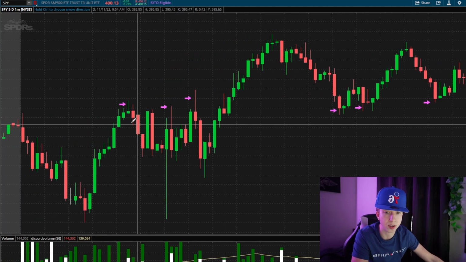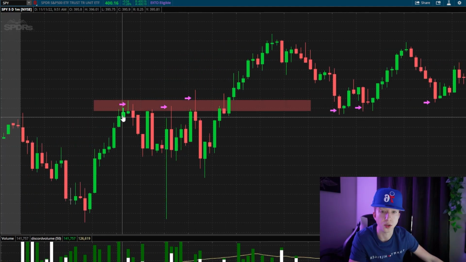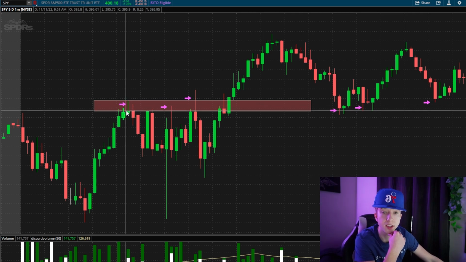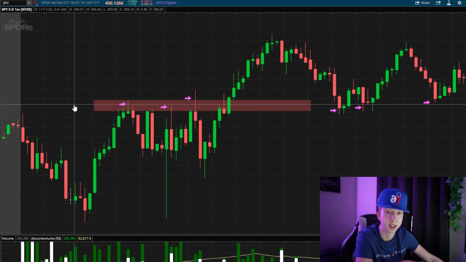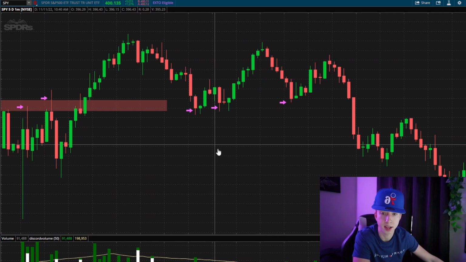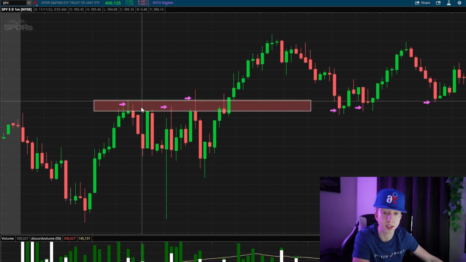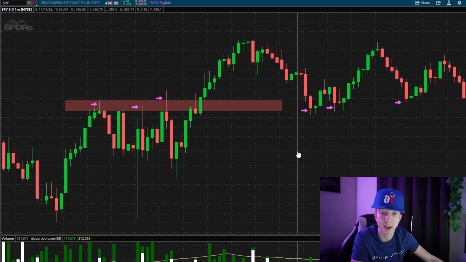So you would already have this zone here just from this alone. So you get it from right here, right? This is where it started rejecting. You have your zone here, right? This is an A-plus setup. Look how many times it's respecting that level, and it's respecting it perfectly.